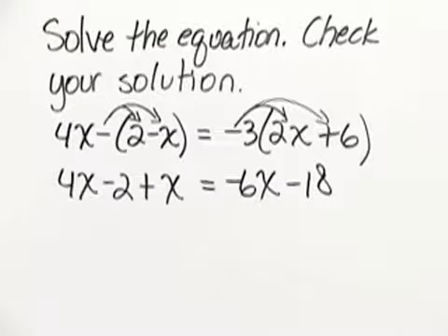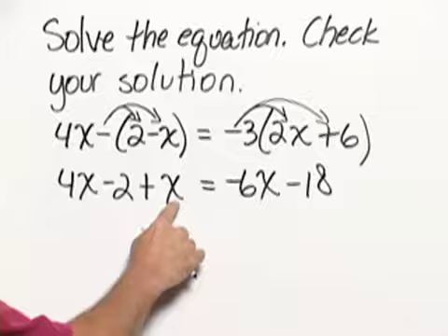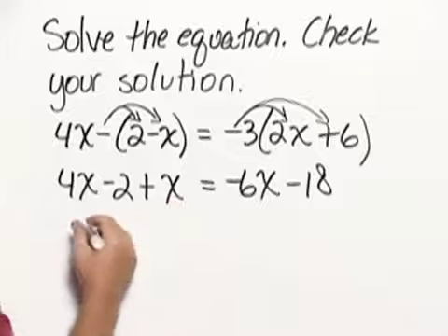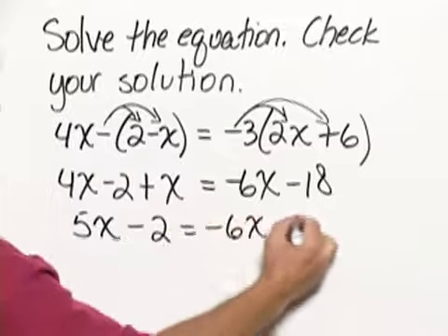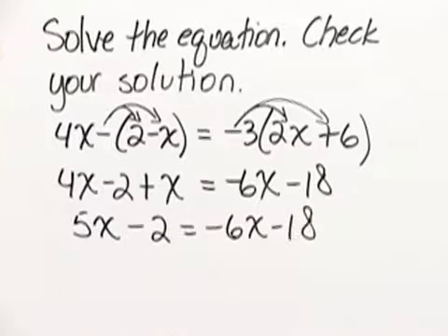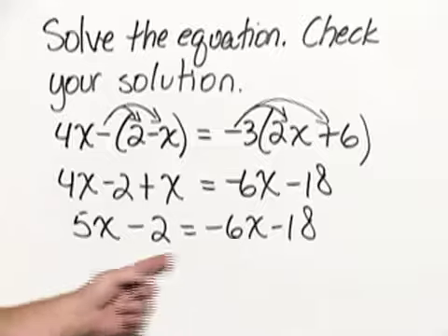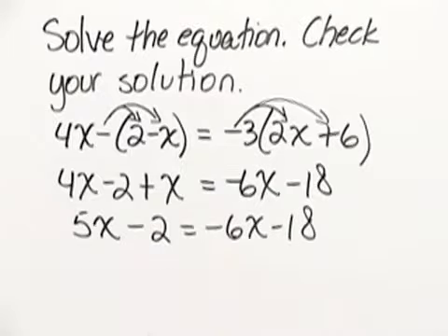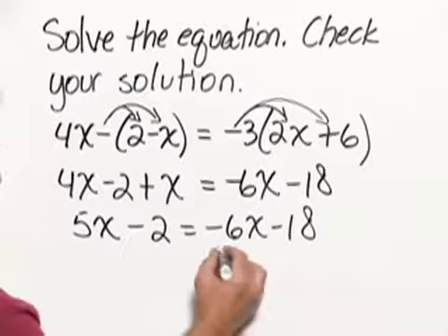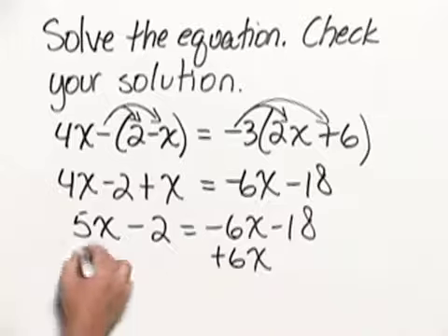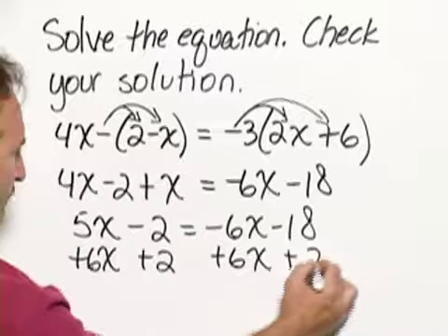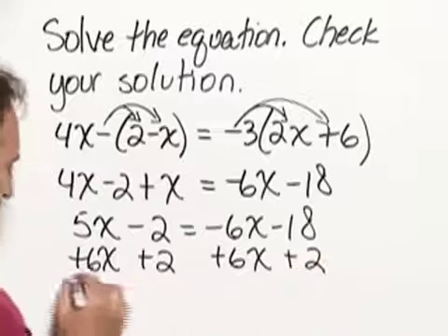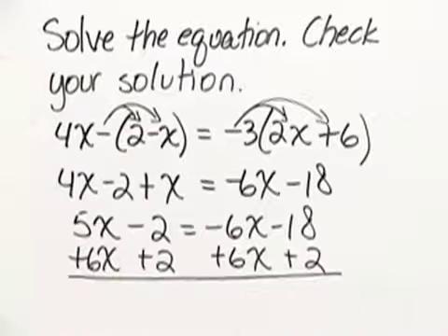On the left-hand side, we have a 4x plus x, and that is a 5x in total, minus 2 equals negative 6x minus 18. We have x's on both sides, and we have constants on both sides. Let's collect the x's on the left-hand side. So what I'm going to do is the vertical method of adding 6x to both sides, as well as collecting the constants on the right side, means adding 2 to both sides.